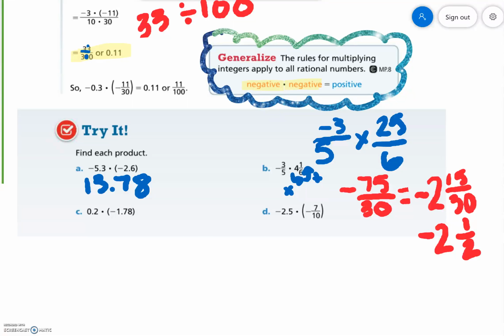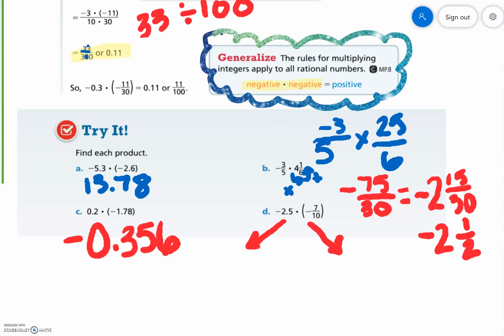Now, 0.2 times negative 1.78. Positive times a negative is going to give us a negative number. You should have gotten negative 0.356. And here, part D, you have 2 options on how to solve this. Do we want to put it into a decimal or a fraction?